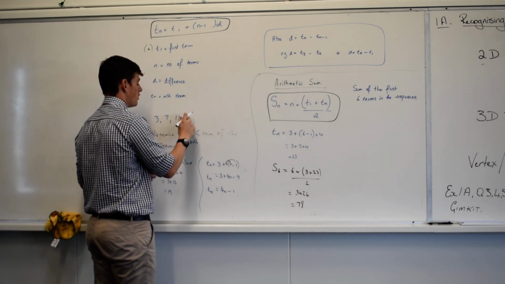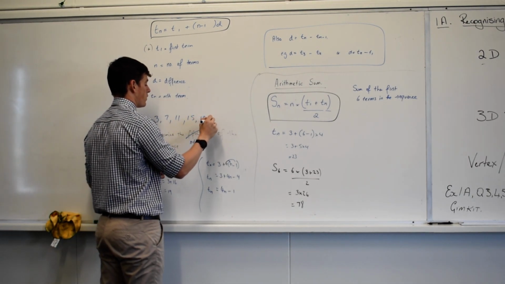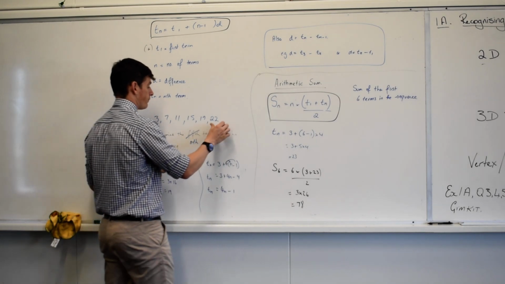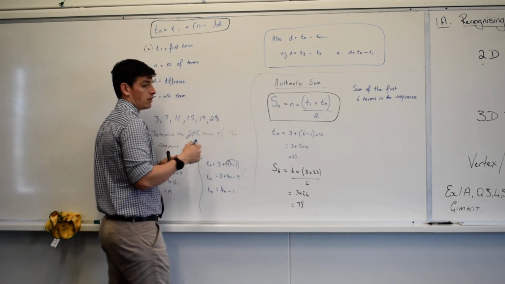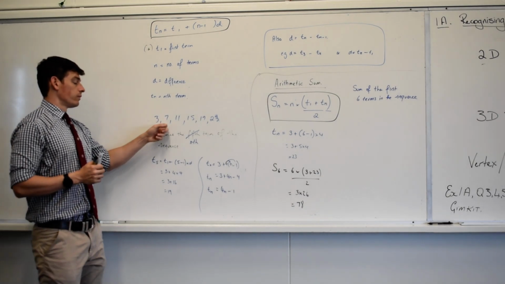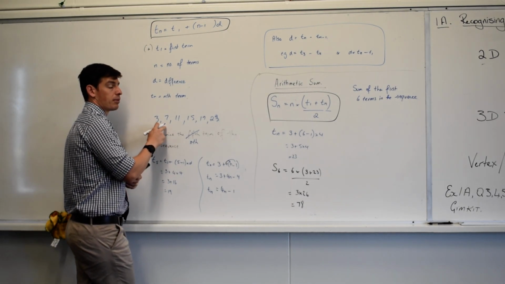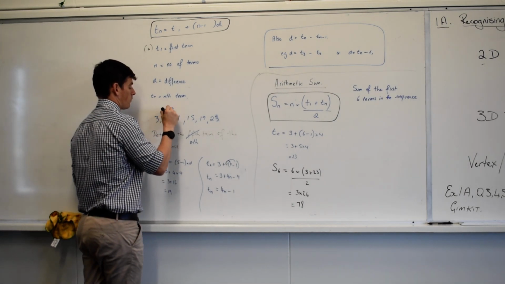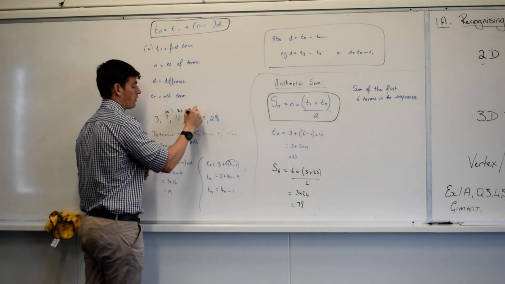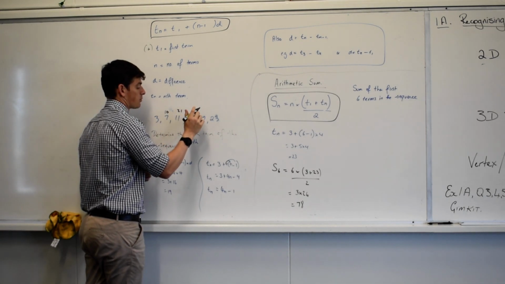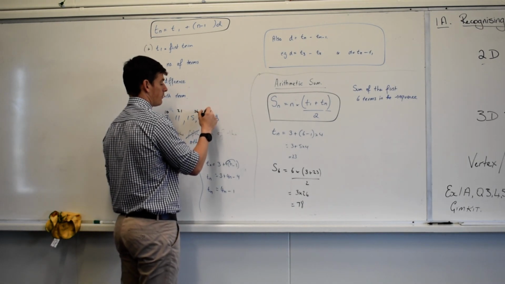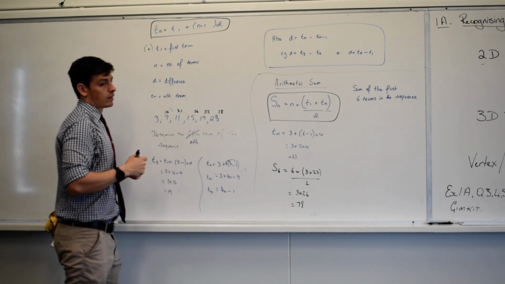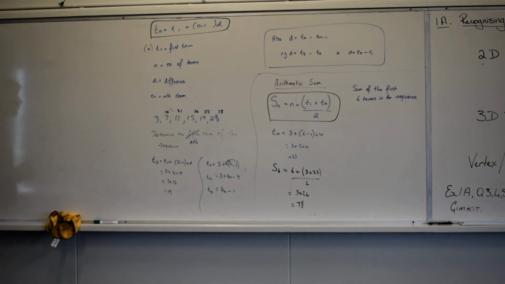Let's keep doing the sequence. This one is 15, this one is 19, this one is 22, correct? Nope, 23. Good from me. Can't even do basic addition. 3 plus 7 is 10, 10 plus 11 is 21, 21 plus 15 is 36, 36 plus 19 is 55, 55 plus 23 is 78. Works out. Sweet. Happy with that?